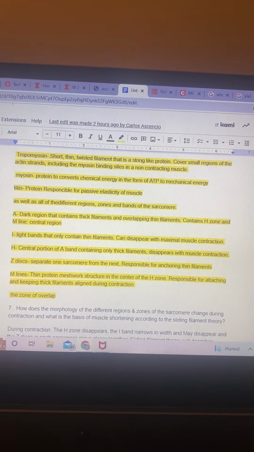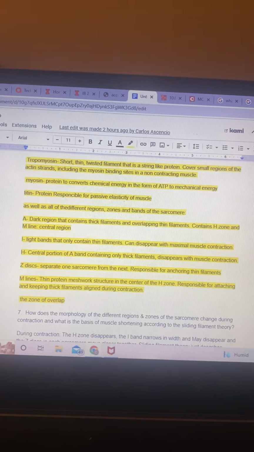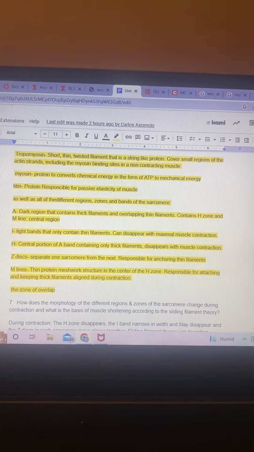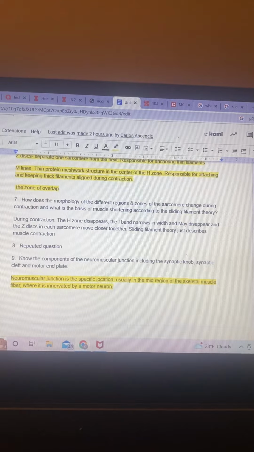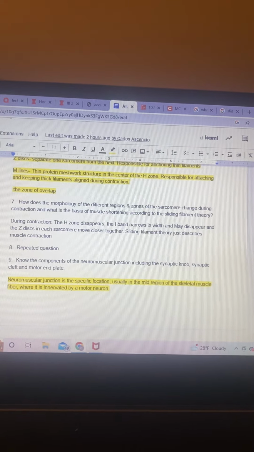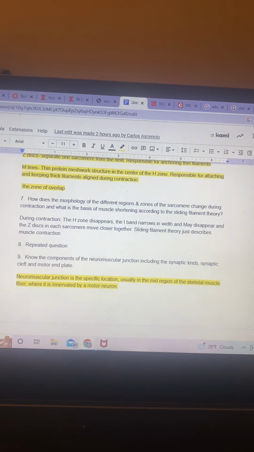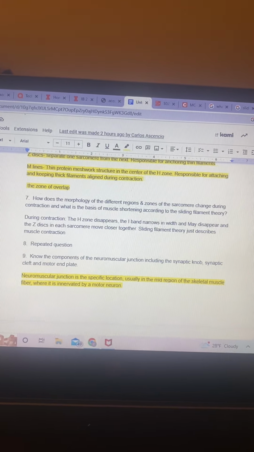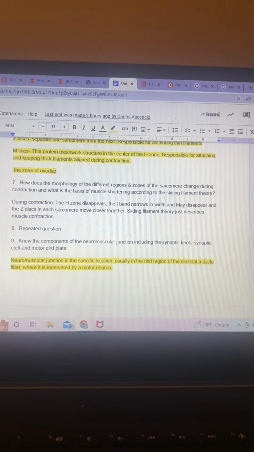What are Z discs? They separate one sarcomere from the next and are responsible for anchoring thin filaments. What are M lines? A thin protein meshwork structure in the center of the H zone, responsible for attaching and keeping thick filaments aligned during contraction. Okay, how does morphology change? During contraction, the H zone disappears, the I band narrows in width and may disappear, and the Z discs in each sarcomere move closer together. The sliding filament theory describes muscle contraction.